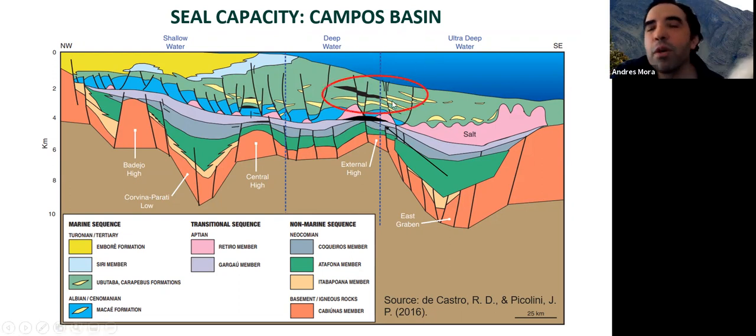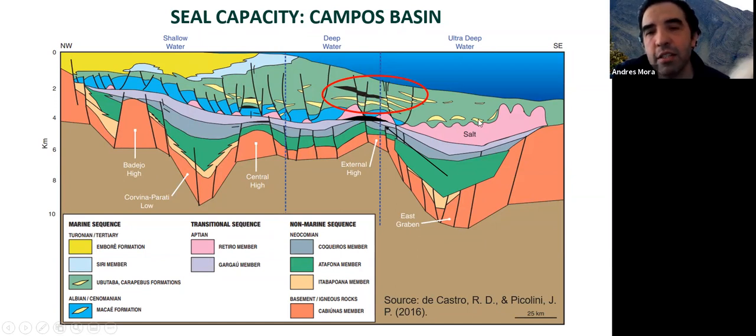But we can detect here the post-salt sequences, which for a long time were the biggest oil producer play in Brazil, till the onset of the pre-salt, and we calculate that it still hosts important reserves today. But the issue is that the salt is not there to seal, so we need to predict what's going to happen with the seal, if we will have seals and if we will have overpressure.